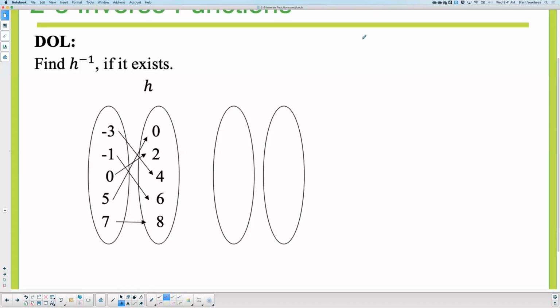Also, I want you to tell me, does the inverse exist? And is it an onto function?